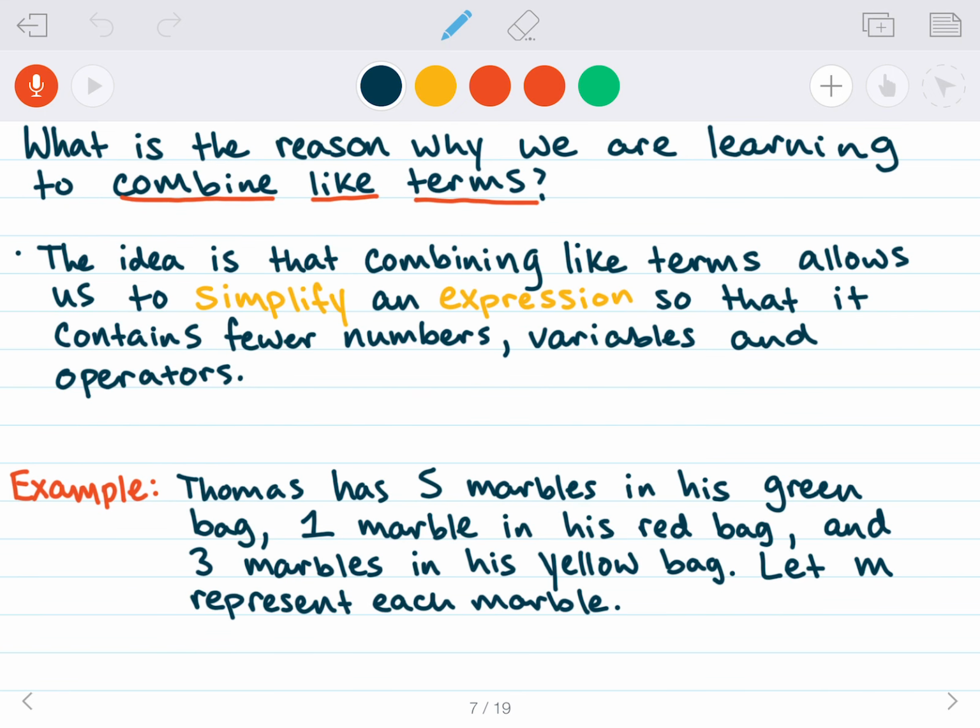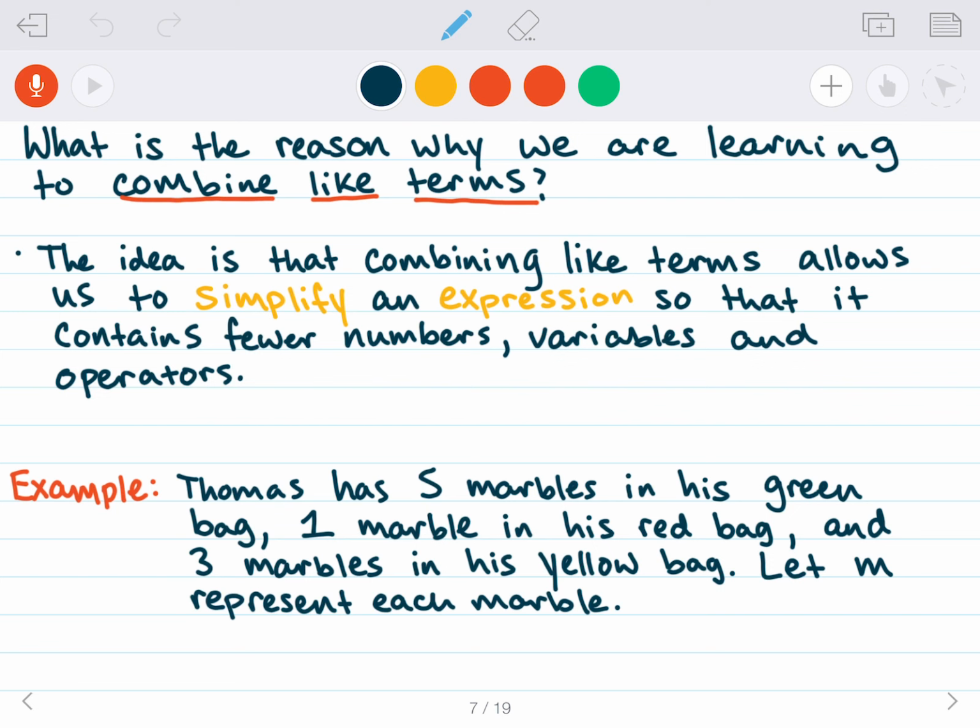Okay, so what's the point of doing this? Well, the point is that it allows you to simplify expressions that can get really long and ugly. You know, the whole point of math, the beauty of math, is to take something complicated and use the rules that math has for us and make it into something simple, something that's easy to deal with. That's the entire point of combining like terms, right?